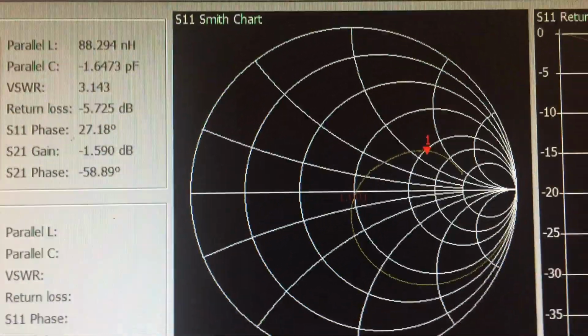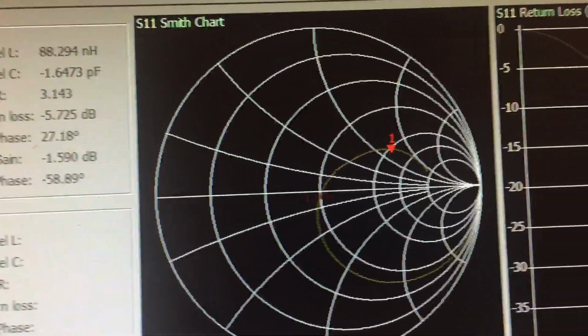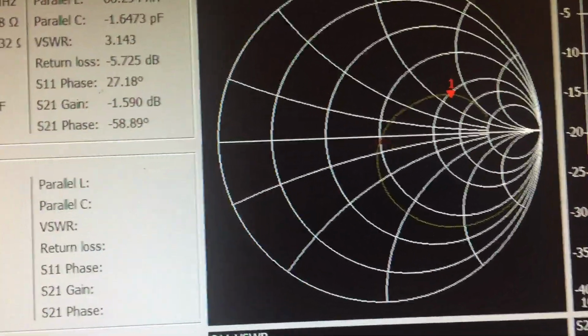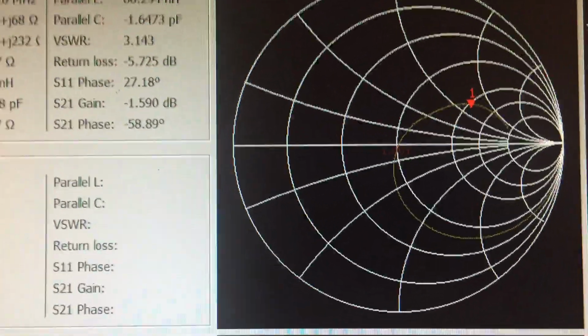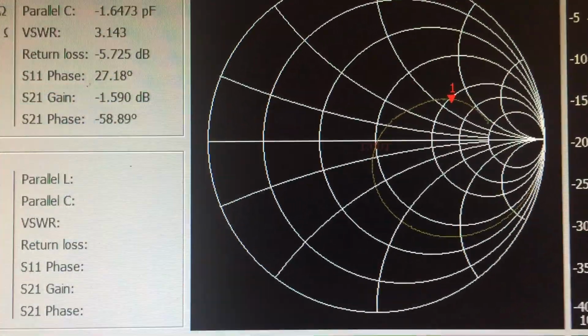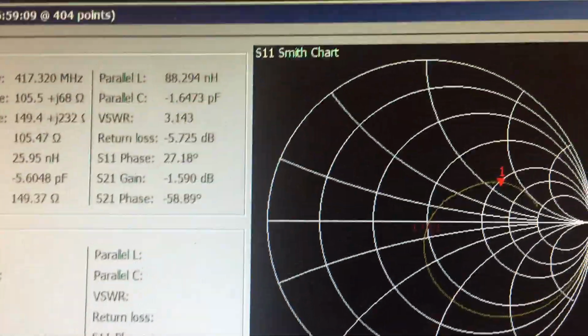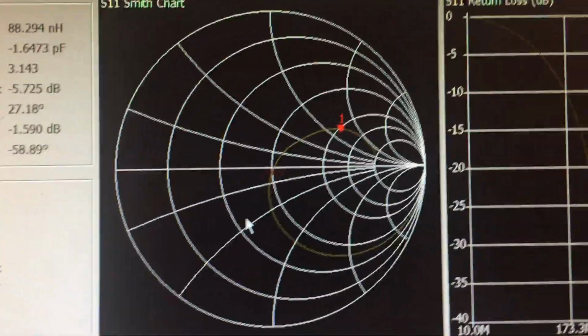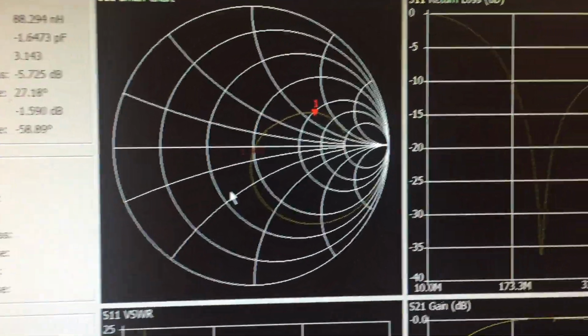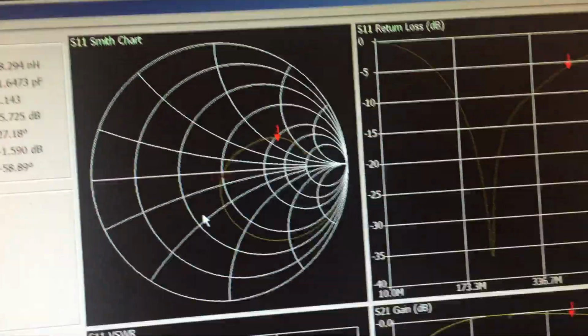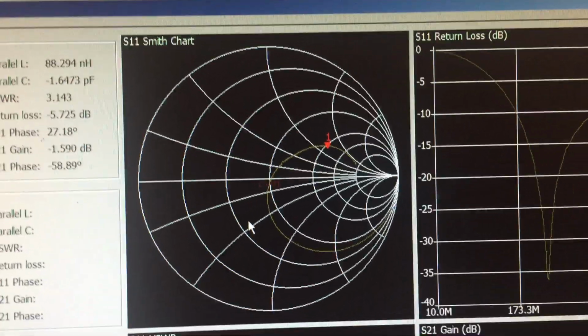And that's exactly what we said, that below resonance we have capacitance, then we have the resonant frequency, and above resonance it becomes inductive. So that's what we're showing here on the Smith chart. Next, let's take a look at an inductor and see how that behaves.